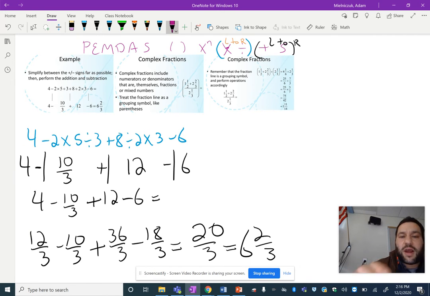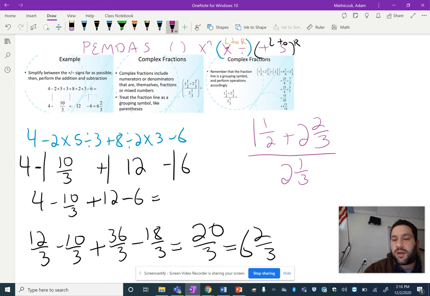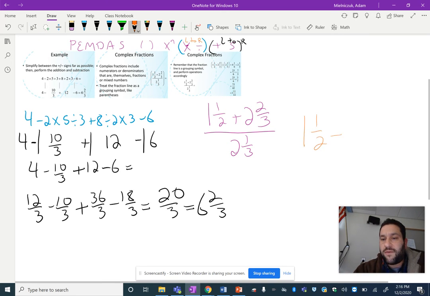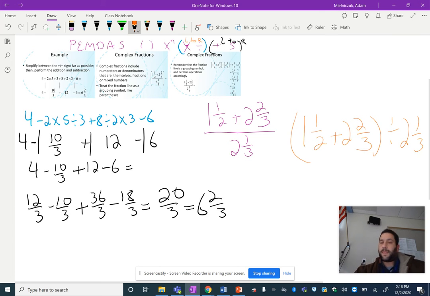Now we have complex fractions. So we have 1 and 1/2 plus 2 and 2/3 all over 2 and 1/3. And I already made one mistake. I should not say over, I should say divided by, because a fraction bar is division. And remember, sometimes it's easier, instead of looking at it like this, to rewrite it as 1 and 1/2 plus 2 and 2/3 divided by 2 and 1/3. Okay, sometimes that makes it easier.